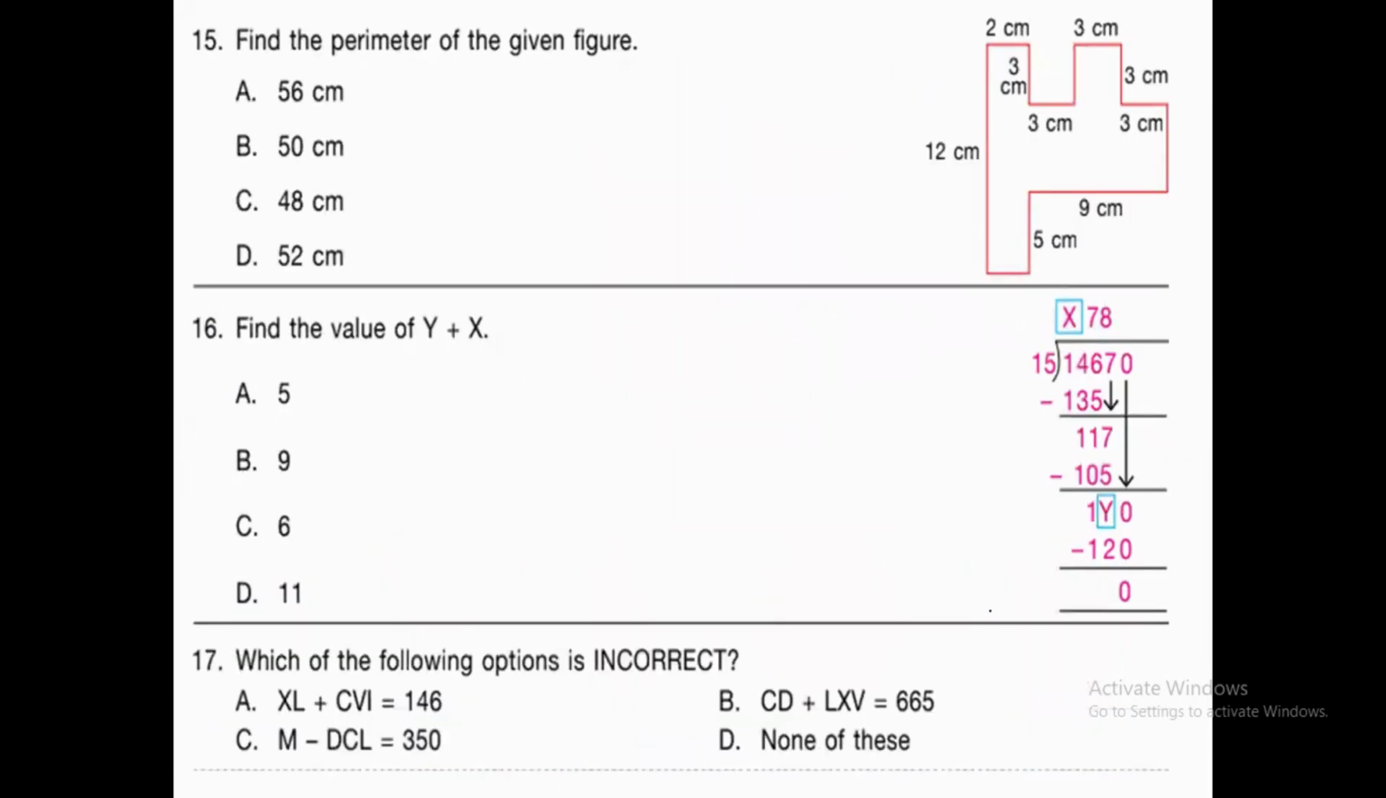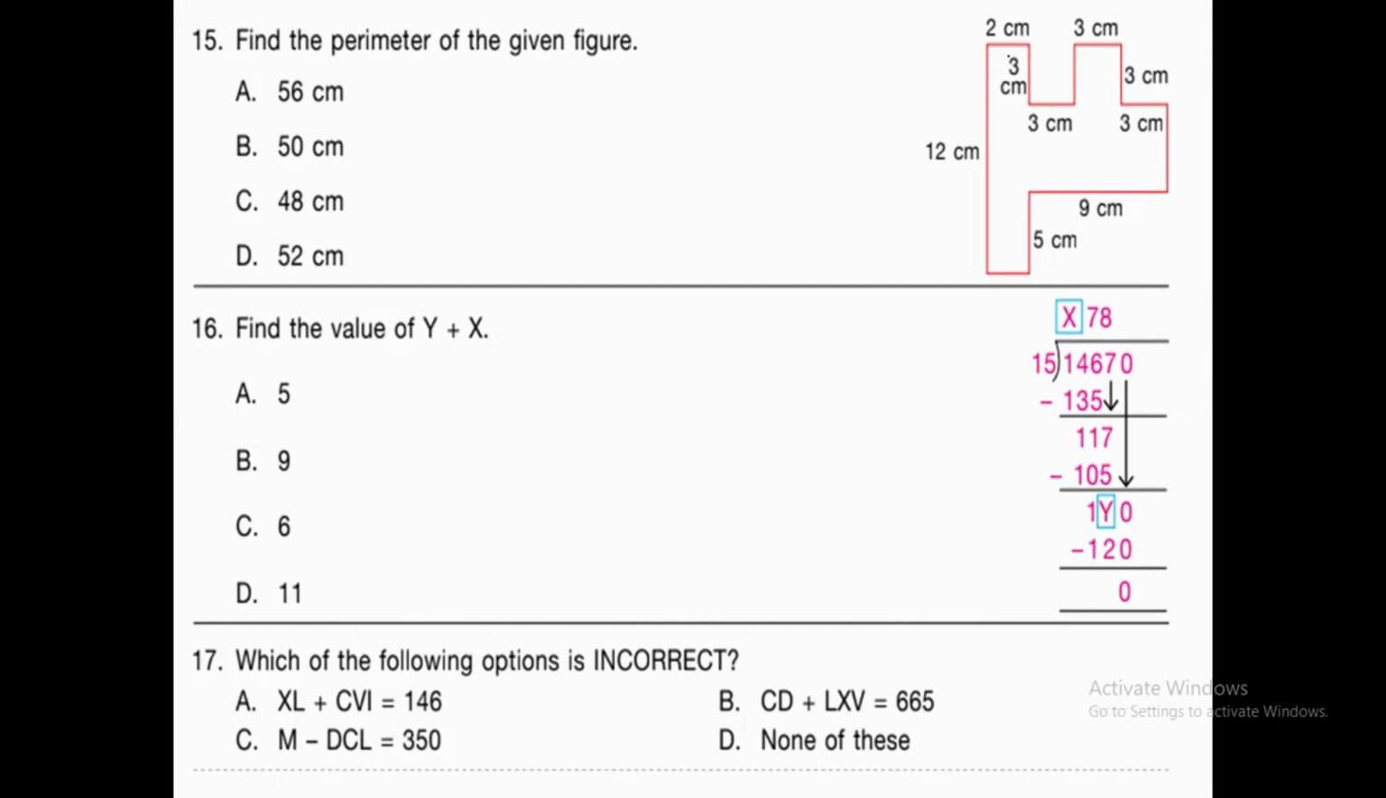Now the next question that we have is, you need to find the perimeter of the given figure. As you all know, the perimeter of any figure is nothing but the total distance. For finding the perimeter, we just need to add all the sides given in the question, and we are ready with our perimeter.